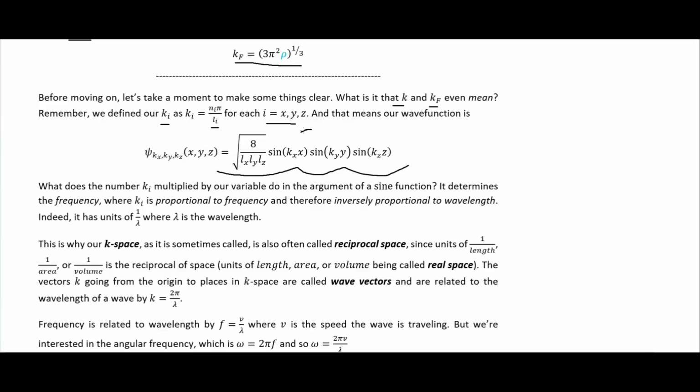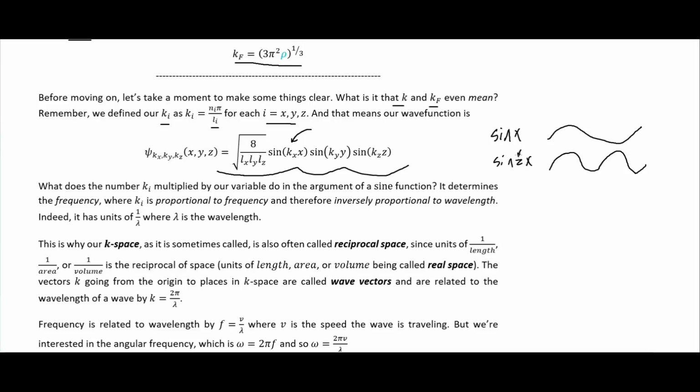So we have the Ks here in the arguments. And so the number k multiplied by the variable in the argument is telling us something about the frequency. If you know your trigonometric functions, if you have the sine of x, you get something that looks like this. But if you have the sine of 2x, you get something that has 2 wavelengths for every 1 wavelength there.